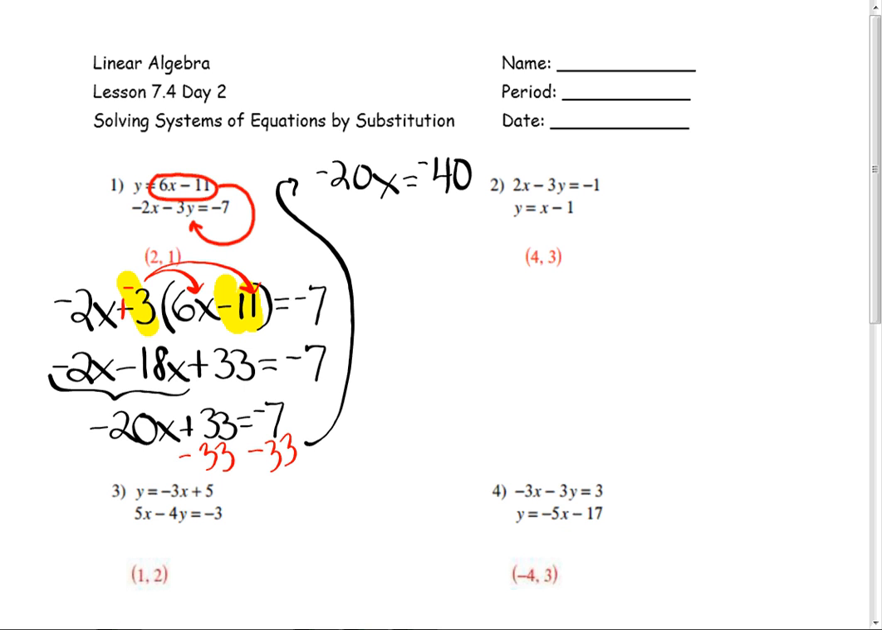Take an orange sheet back there. Yep. Divide by negative 20. And you'll know if you did it right or wrong because x equals 2. And I gave you the answers right there.